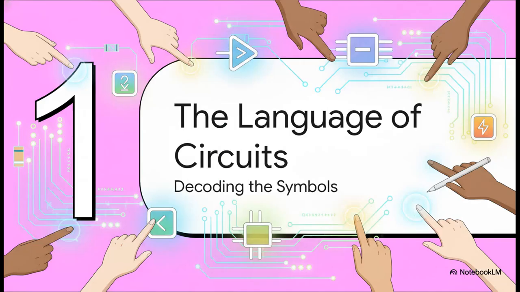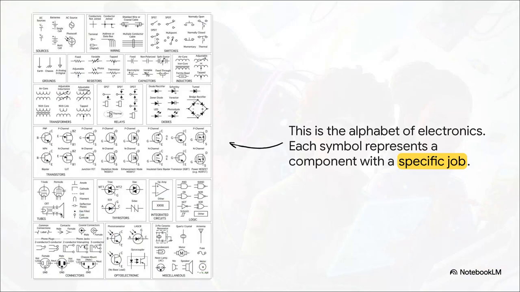All right, so first things first. Before we can even think about building anything, we need to learn how to read the plans. And in electronics, that means learning the universal language of circuit symbols. Think of this sheet of symbols as the alphabet of electronics. Seriously. Just like letters form words, these symbols combine to create circuit diagrams, or what we call schematics. Each little drawing represents a unique part with a very specific job. So let's start by meeting two of the most important letters in this entire alphabet, the resistor and the capacitor.